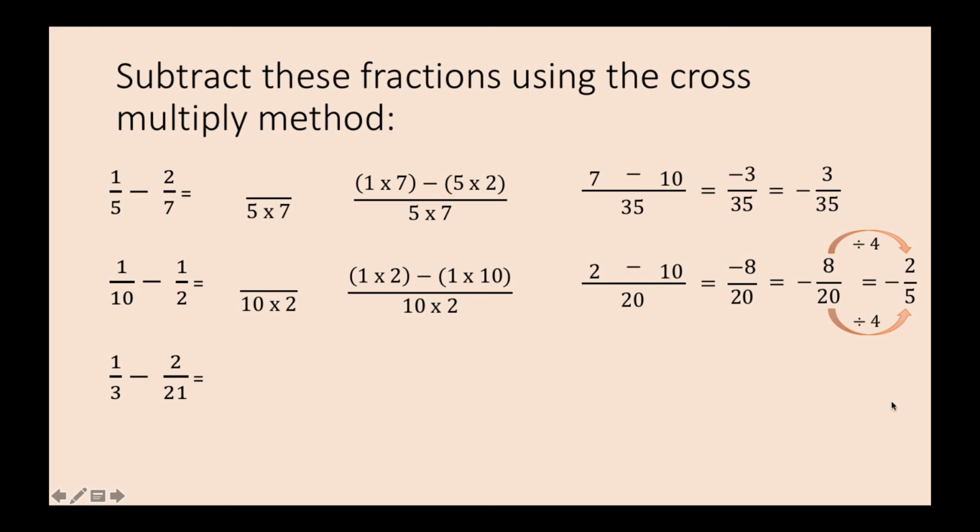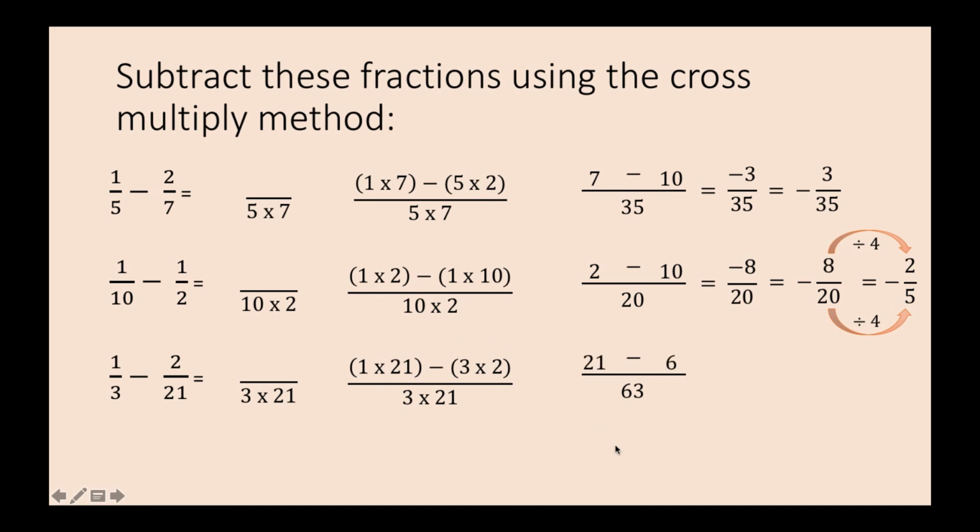Right, so last one. 1/3 minus 2 over 21. So 3 times 21 goes on the bottom. Okay, then we have 1 times 21 here and 2 times 3 here, or 3 times 2, doesn't really matter. On the bottom, you would end up with 63, okay, because 3 times 2 is 6, 3 times 1 is 3. Okay, nice and easy multiplication there. 1 times 21 is 21, and 3 times 2 is 6.